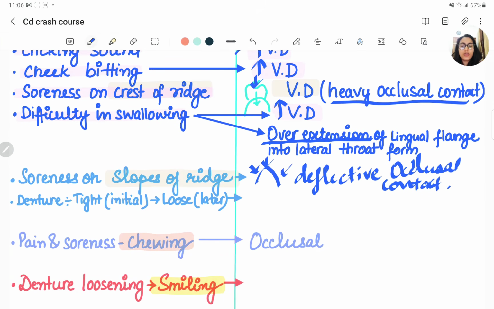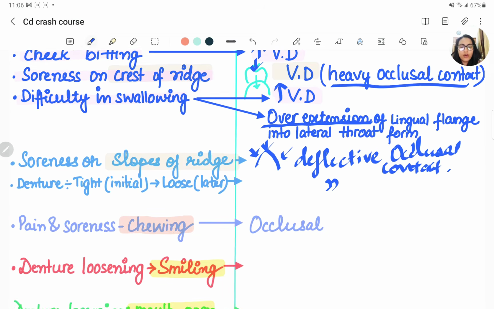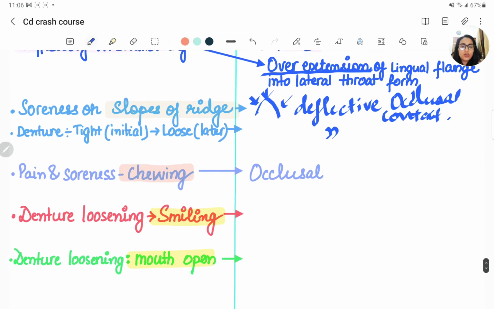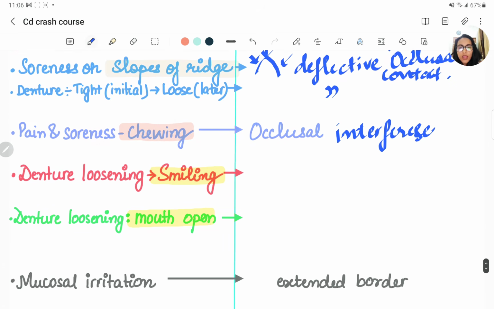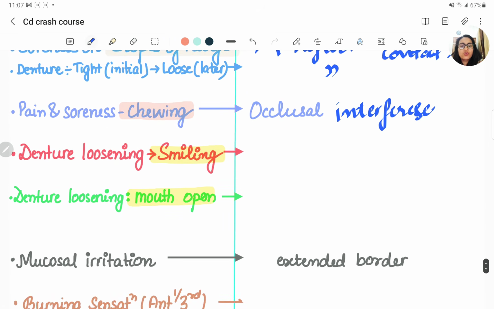Then the denture, when you have fabricated it, is tight. After some time the patient says that when I insert it, it is tight, but after some time it becomes loose. That is because of the deflective occlusal contact. Pain and soreness on chewing is because of occlusal interferences. And the denture becomes loose on smiling because of inadequate buccal frenum relief. You have not relieved the buccal frenum.